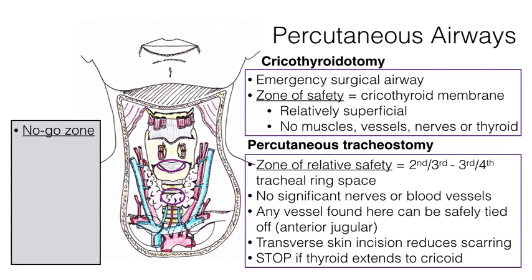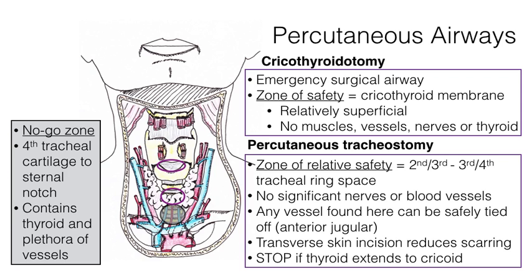The third area I'd like to talk about I've called the no-go zone, and this is the area that extends from the fourth tracheal cartilage down to the sternal notch. Here you will find thyroid isthmus as well as a plethora of vessels. It is a very vascular area and is not suitable for any form of percutaneous airway.